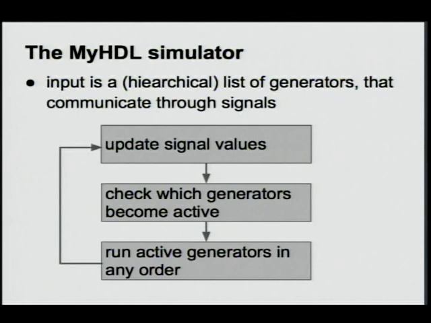Okay? So what happens is that the simulator updates the signal values. Based on those values, it checks which generators become active, in other words, which generators were waiting for changes on these signals. And then it runs these generators in any order. Again, the order is not important because determinism is built in, right? That's what the simulator basically does, not more than that.